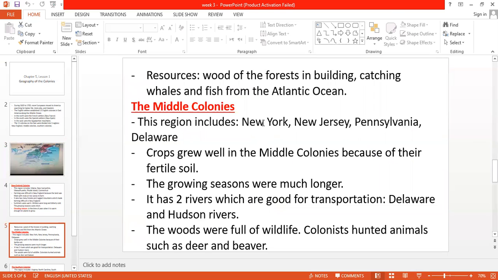So what did they work in? They worked, guys, using the other resources found in the northeast. What are the resources? Wood of the forest. They used wood to make buildings and furniture, and also catching whales. Okay, so the people of the New England colonies didn't farm, but they worked in cutting wood and catching whales.